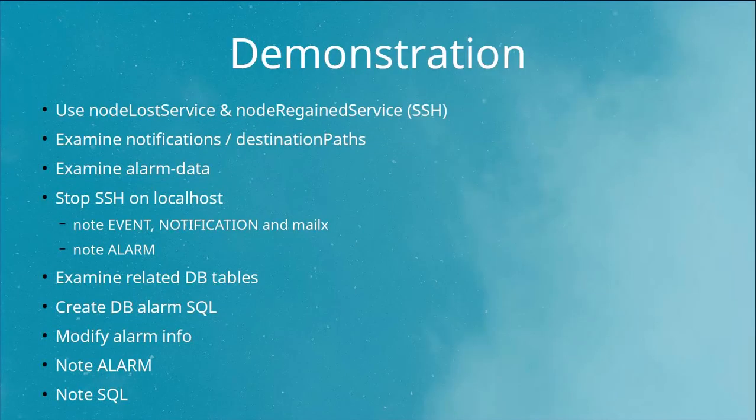The introductory demonstration will use the events Node Lost Service and Node Regained Service. There will be a quick review of events, notifications, destination paths, and resolution events. Each attribute of the demo event's alarm data element will be explained. SSH will be stopped on localhost. Observe the event. Observe the notification. Observe the emails. Look at the alarm in the GUI. Examine the alarm-related DB tables. Create a DB alarm SQL. Modify alarm info. Note the GUI and DB changes.